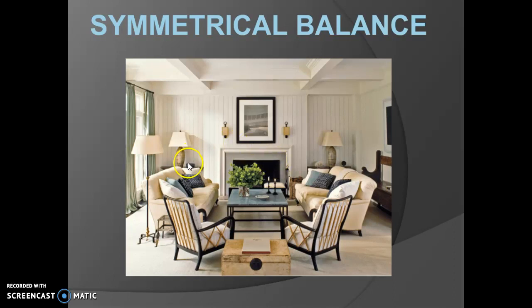Same with this little bowl over here and this object over here. The weight of the two items is the same. We've got these windows over here and the curtains. This is being balanced by this picture and this little bench over here. Overall, it's very symmetrically balanced because it's almost the exact same on both sides, and the little features that are different are balanced visually.